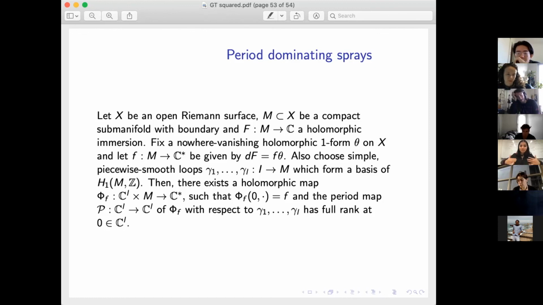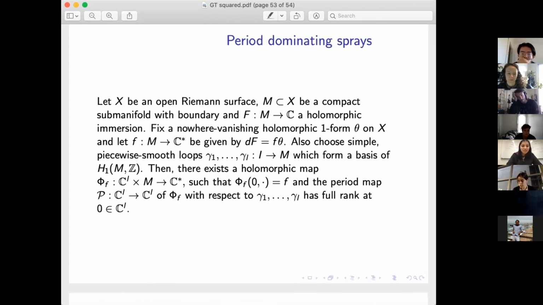We try to fill out the Riemann surface gradually. So we pause, and this is where we use Morse theory. We pause every time there's a change in the homotopy type, and we adjust the map using period dominating sprays. So we approximate, and then we find something close enough so that the period can be adjusted and the map remains exact. That's basically how it's done, and that's how I would like to conclude.